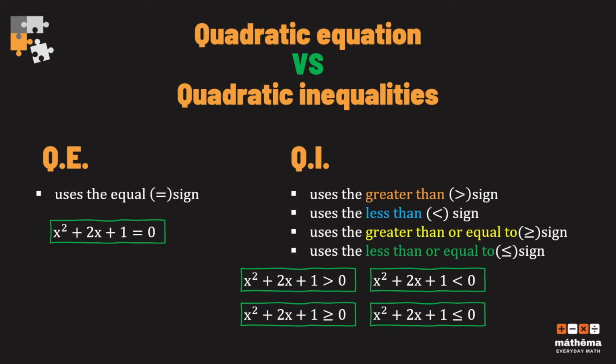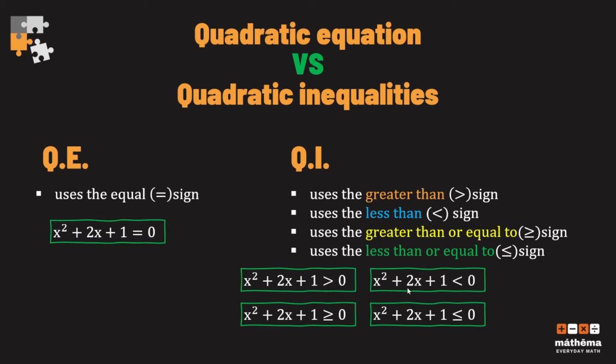A common confusion of students is identifying which one is greater than or which one is less than. Now here's the trick. Whatever number is beside the opening of the symbol will be the larger number. So for instance, we have x squared plus 2x plus 1 is greater than 0. Again, whatever number or variable is beside the opening of the symbol will be the larger number.